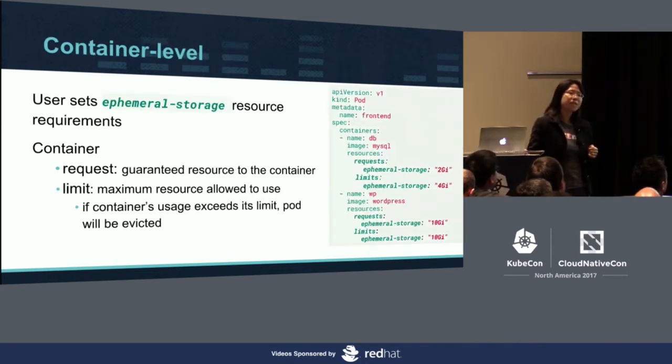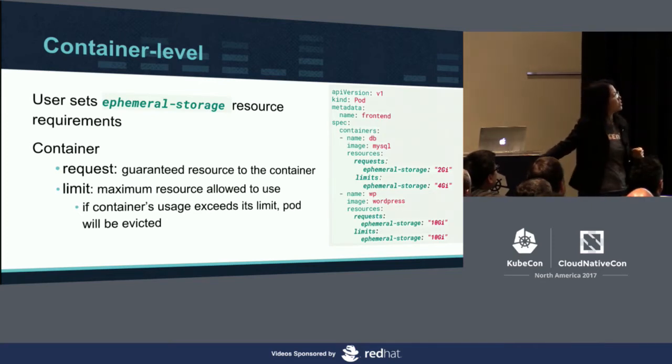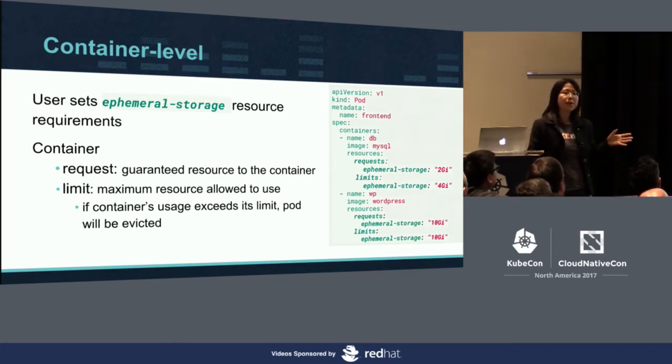Just like CPU and memory, first we want to support ephemeral storage as a first-class resource, so that users can specify in the container specification how much they want to request and how much they want to limit for ephemeral storage usage. Here we have just an example. This pod has two containers. Each one requests a different amount of resource and has different limits.